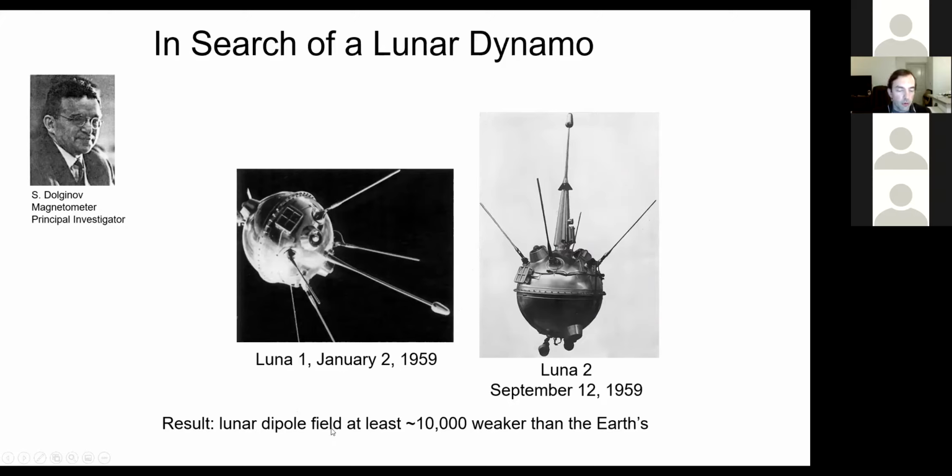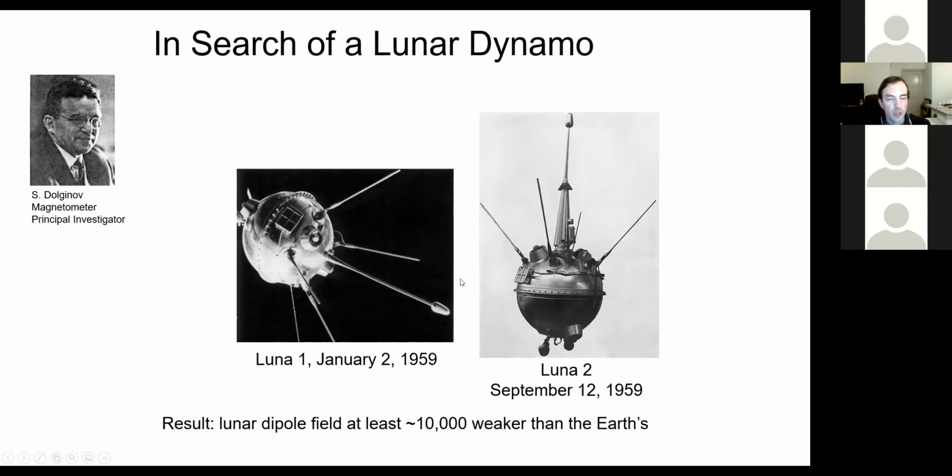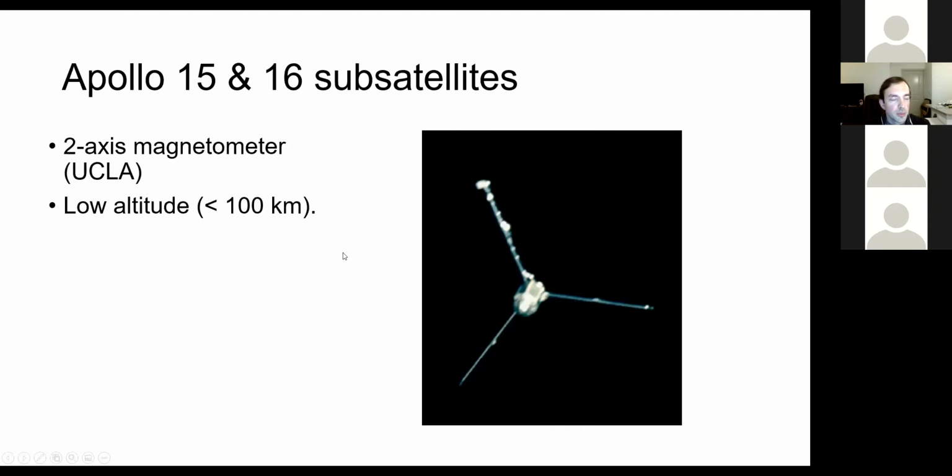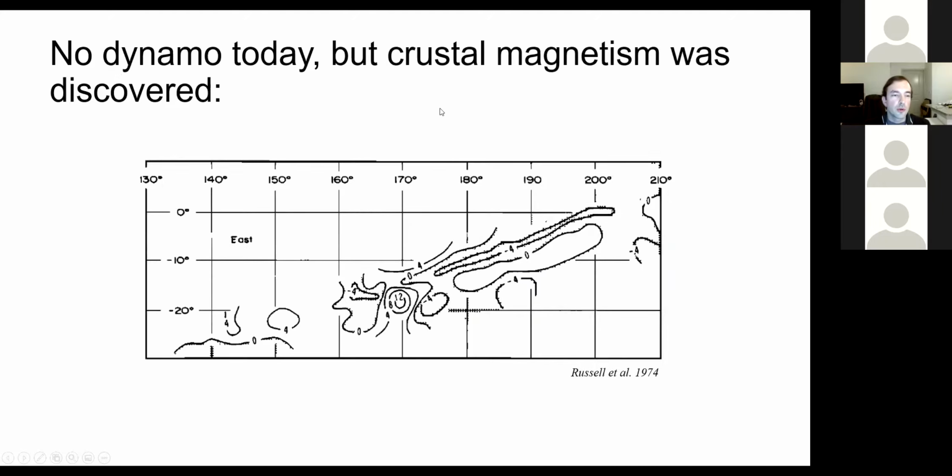The dipole field, the main part of the field, was 10,000 times weaker than the Earth's. So essentially there was no global dynamo on the moon. But then the Apollo program, with these relatively small satellites that they released from Apollo 15 and 16, made measurements of the magnetic field. And there was no dynamo globally today. There's no global magnetic field, but they did find these little blobs of rock that were magnetized, and they produced maps that show the concentrations of magnetism in the crust.